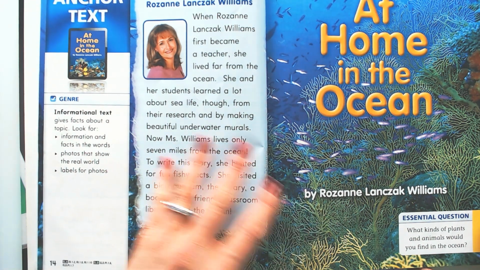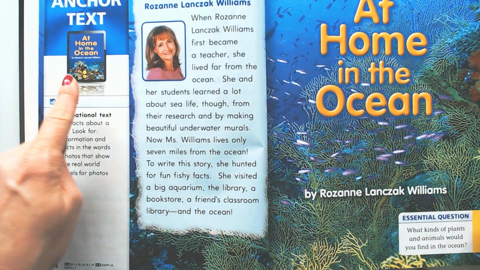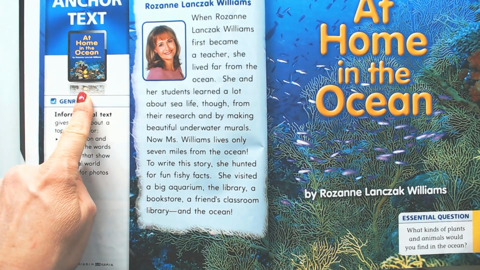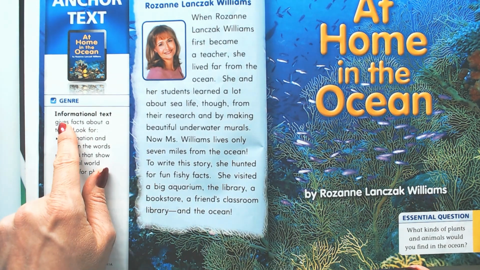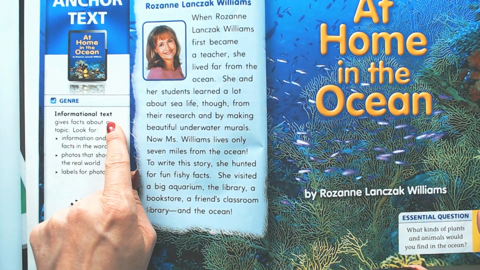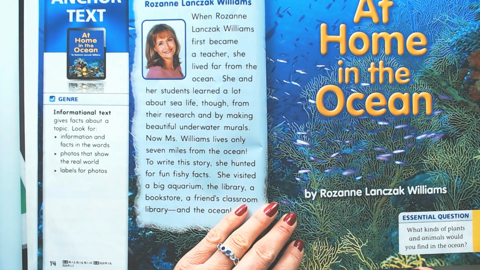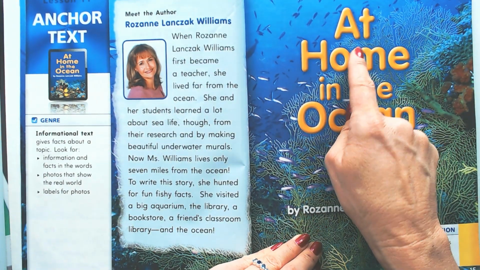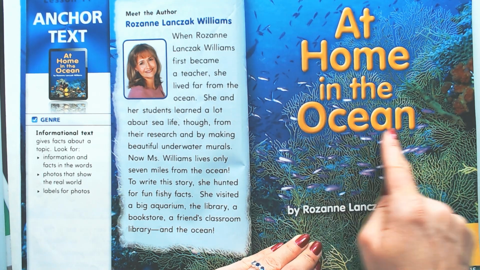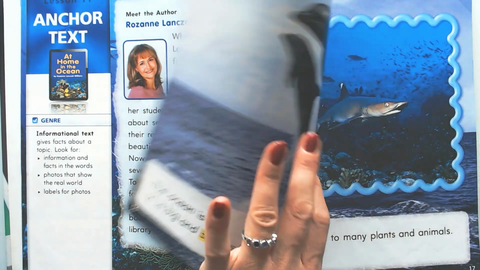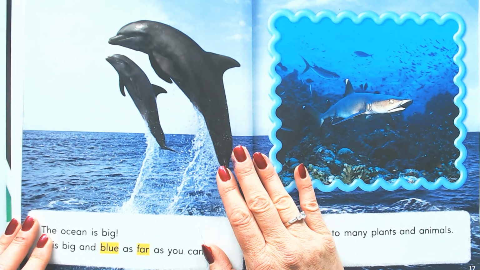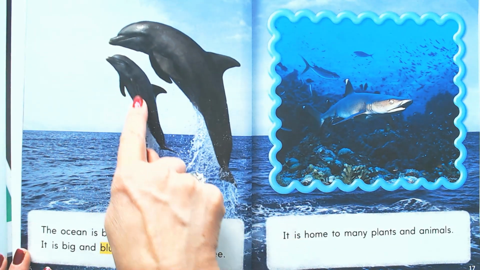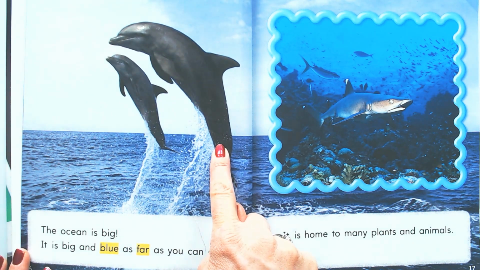So anyway, she wrote this story so that you guys could learn more about animals and plants that are in the ocean. It's informational text. So she wants you to learn some stuff. Okay, so let's read. At Home in the Ocean. Oh man, that's a cool picture. What are these? These are dolphins.